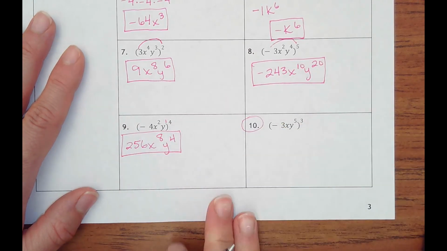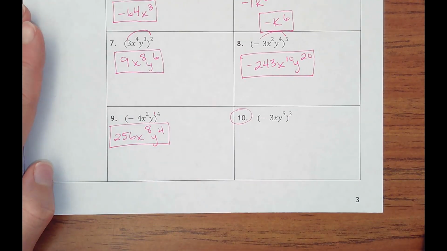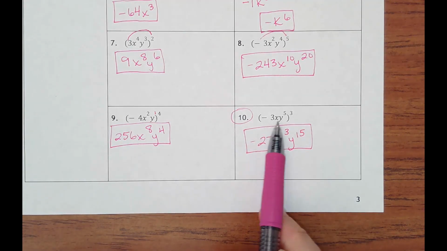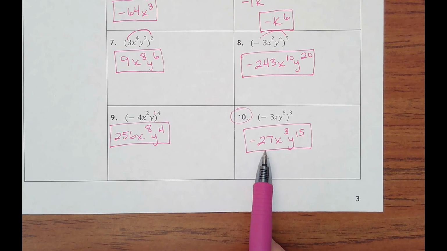All right, try to do number 10. All right, -3 to the 3rd power is -27. Could have done that in your head. -3 times -3 is 9. 9 times -3 is -27. And then x cubed, y to the 15th. And that's it.